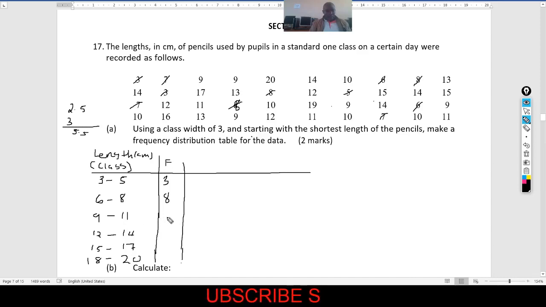Then you count 9 to 11. If you count 9 to 11, you find them to be 13. You count 12 to 14. You proceed with the same that I've done from above. 12 to 14, you find them to be 10. You find 15 to 17, you find them to be 4. You count 18 to 20, you find them to be 12. So that means we can have a sum of frequency to be equal to 40. Sum of frequency, you need to add all of them. If you add all of them, you'll find it to be 40.